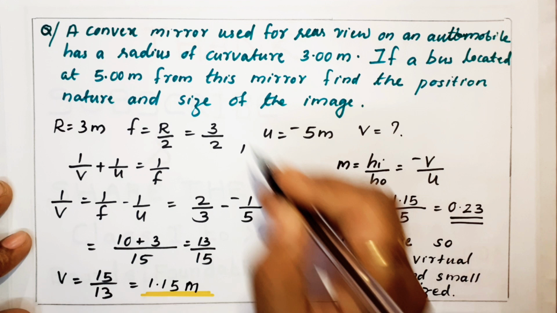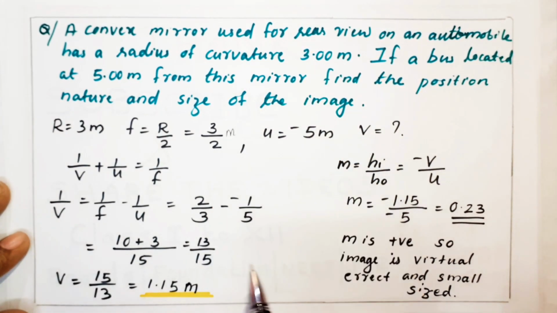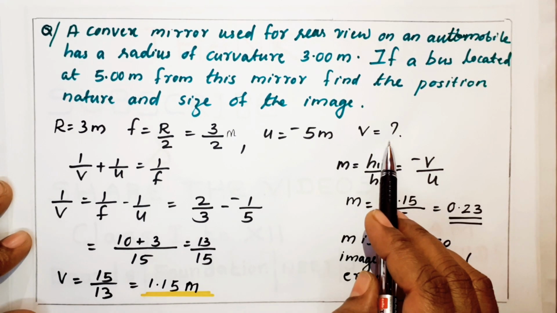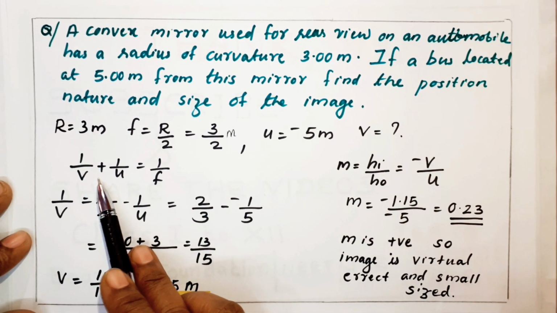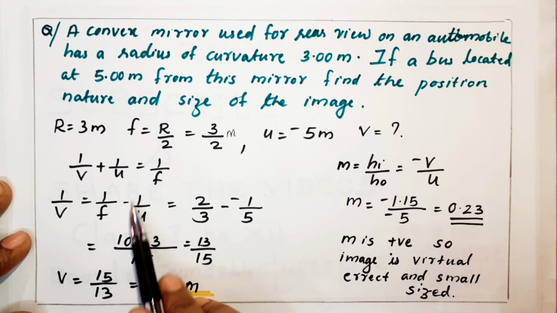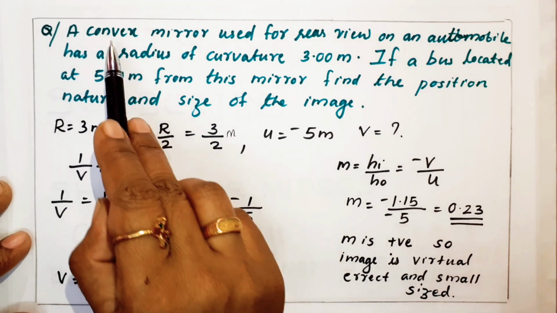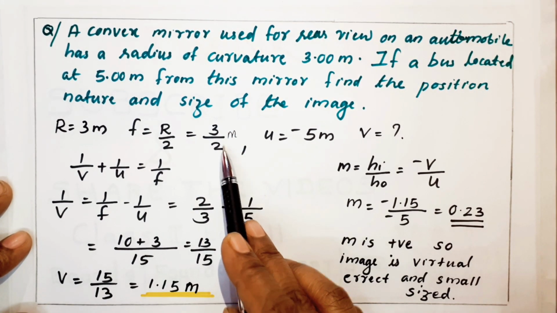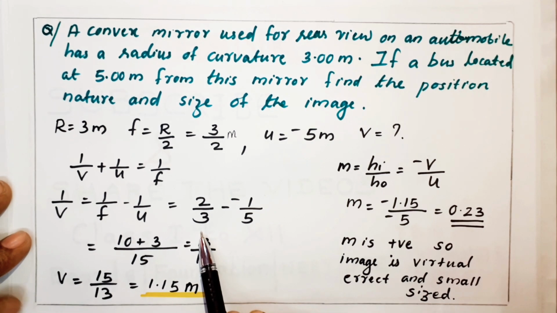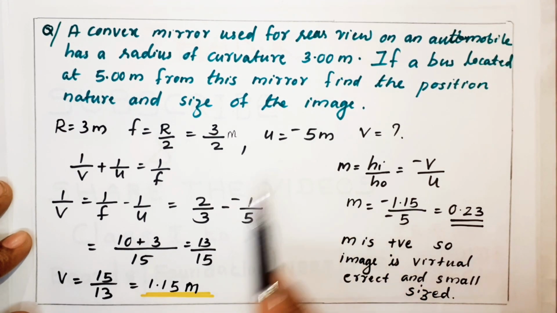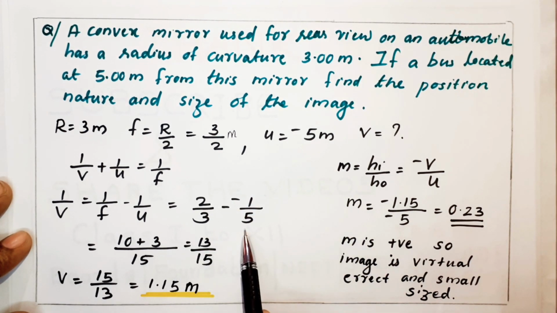They gave it in meter only, so put it in meter, 3 by 2 meter. U as minus 5 meter. I need to find V. I applied the mirror formula: 1 by V plus 1 by U equals 1 by F, so 1 by V equals 1 by F minus 1 by U. Remember here, as it is a convex mirror, F we take as positive. So reciprocal means I took it as 2 by 3, minus, sign convention U as minus 5, so it will be minus of minus 1 by 5. Minus minus will become plus.